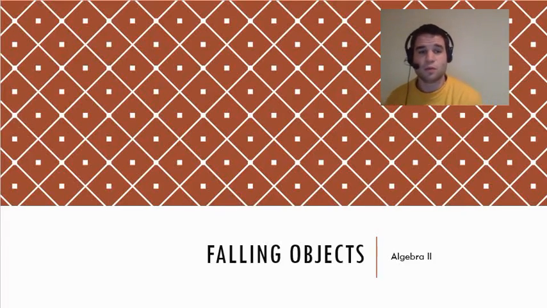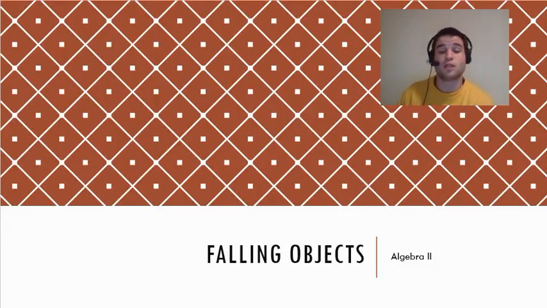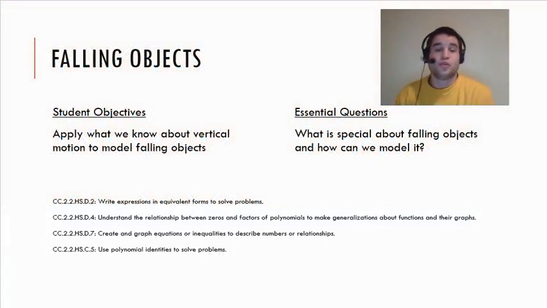In this lesson, we're going to expand a little bit on vertical motion and talk about falling objects. Student learning objectives: apply what we know about vertical motion to model falling objects. And the essential questions for today's lesson: what is special about falling objects and how can we model it?